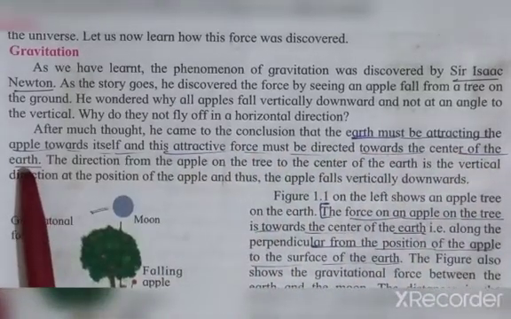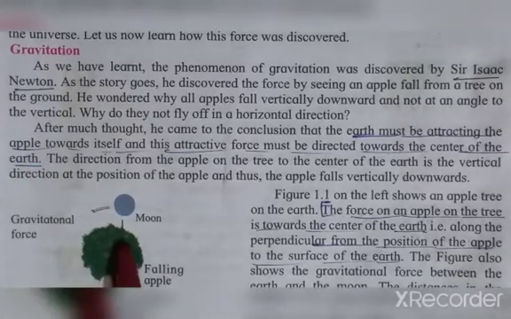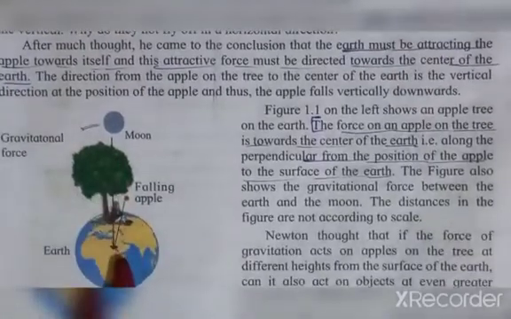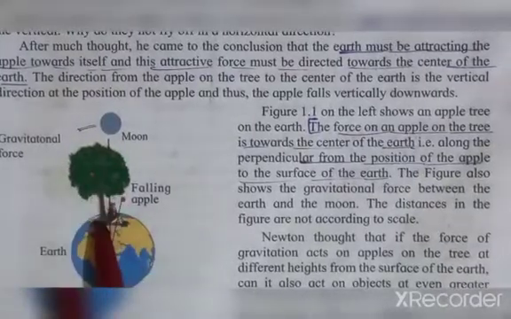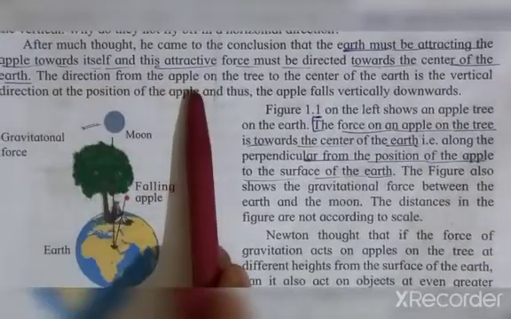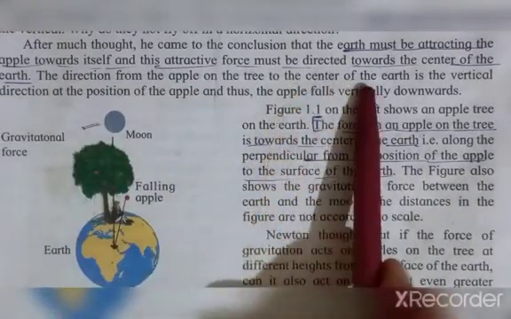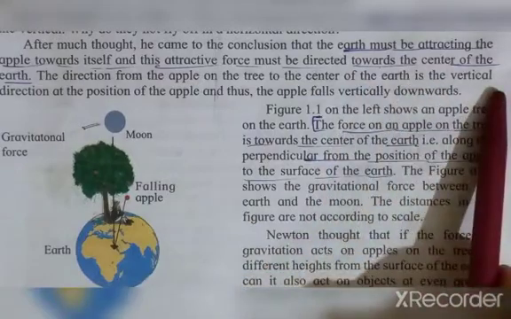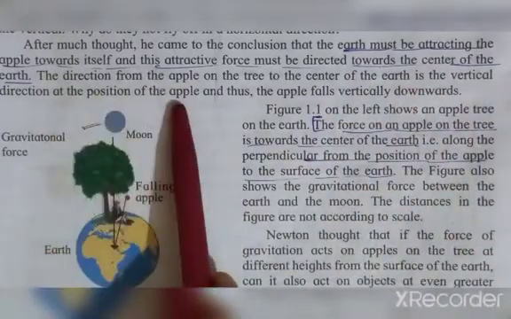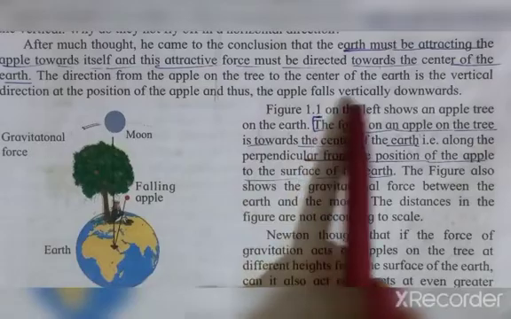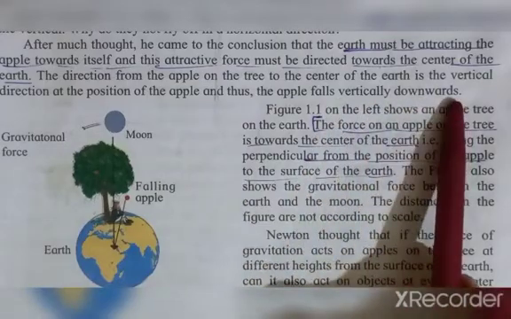आणि हा जो फोर्स आहे की जी अर्थ अप्लाय करते त्या ॲपल वरती, तर त्याचं डिरेक्शन हे कुठे आहे, टुवर्ड्स द सेंटर ऑफ द अर्थ. ओके, द ॲपल इज फॉलिंग टुवर्ड्स द सेंटर ऑफ द अर्थ. ओके, सो द डिरेक्शन फ्रॉम द ॲपल ऑन द ट्री टू द सेंटर of the earth is vertical direction at the position of the apple, and thus the apple falls vertically downwards.